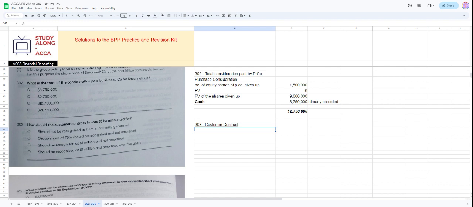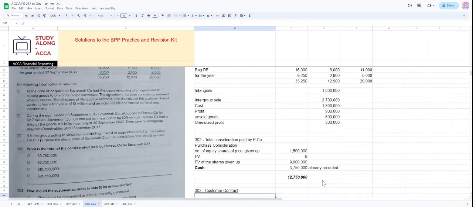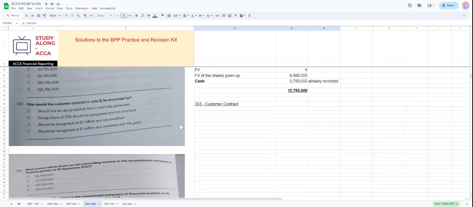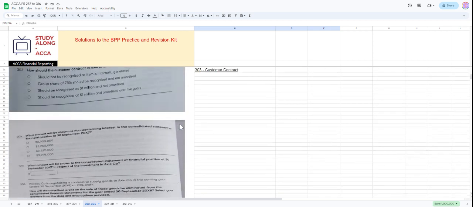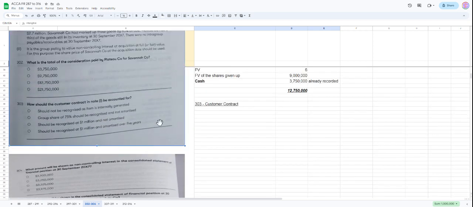Group share of 75% should be recognized and not amortized. No, because when we prepare the statement of financial position, we record everything at 100%. We do not take the parent entity's share. So second one is also incorrect. Should be recognized at 1 million. 1 million is the fair value that is given in the question. So it will be recorded at 1 million and not amortized.